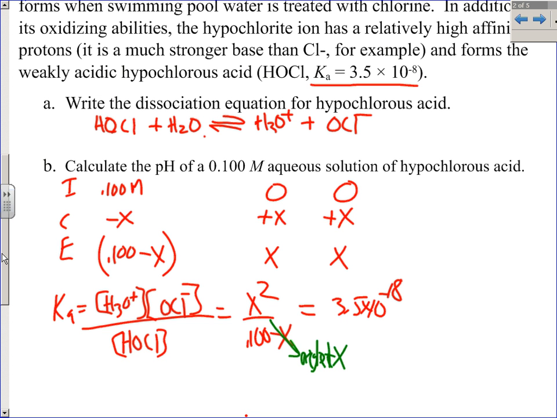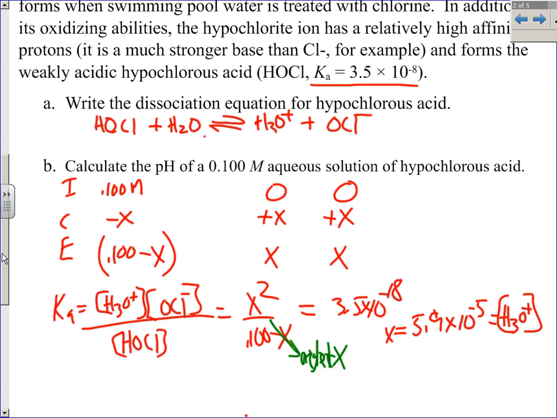So when I set this up and take the square root of 3.5 times 10 to the negative 8 times 0.1, that will give me what my value for x is. In this particular case, that ends up being, when I plug them in, 5.9 times 10 to the negative fifth. And remember, that is going to equal my H3O plus concentration as well as my OCl minus concentration. So that's really what x stands for in this case. Now, we pretended that x was so small that it might as well be 0. Well, you always, always, always need to double check that. And that's actually what we're going to do in the next problem.